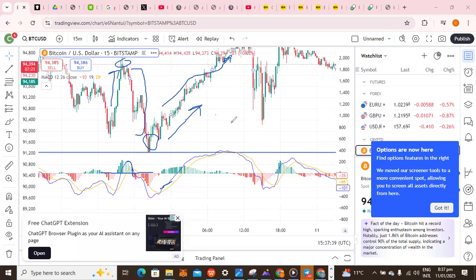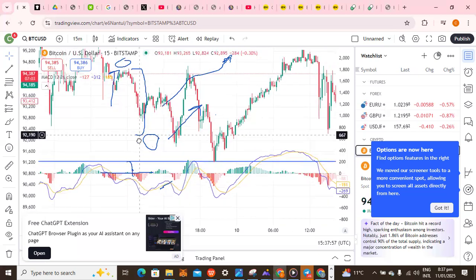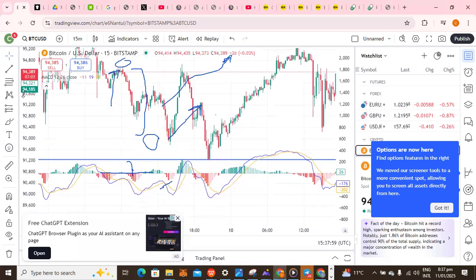So as you can see, MACD is very beautifully predicting the market. And there could be smaller pumps too. If you come over here, you can see that MACD did cross the yellow line, but we only got a small pump, and after that the dumping continued.